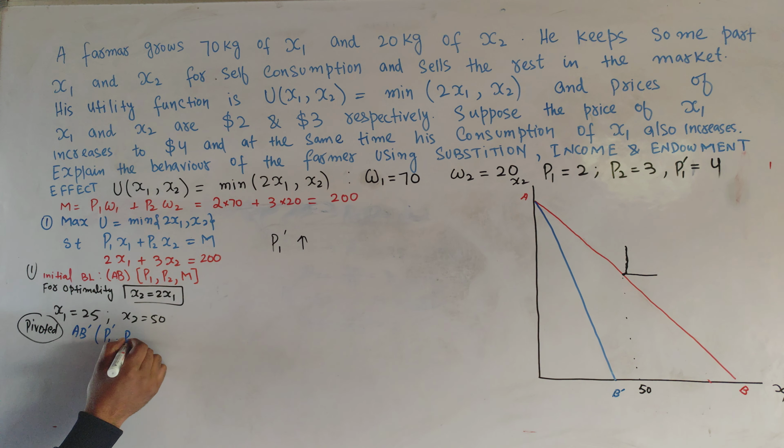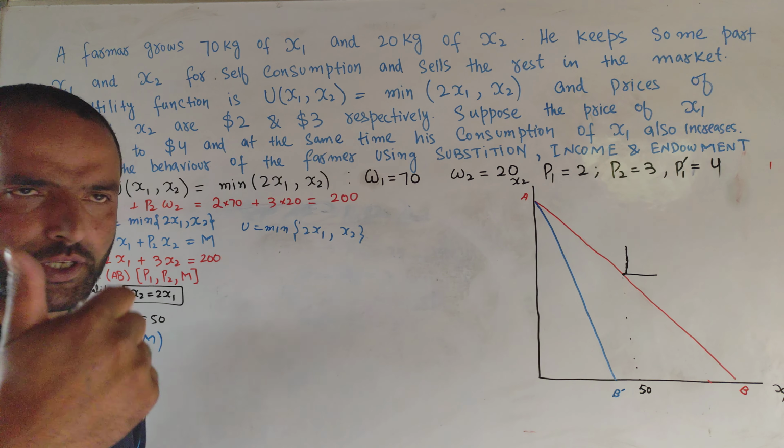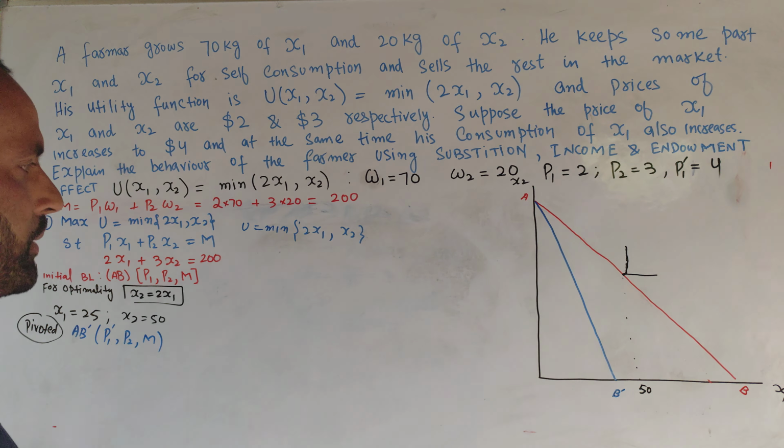Now at this new budget line, again we need to find how much he will demand of good x1. Again using the utility maximizing condition, we have the min function u is equal to min of 2x1 comma x2. Optimality requires that we equate whatever is in the parenthesis. I have explained the min function in earlier videos. You can check out why I am doing this here. So 2x1 is equal to x2.